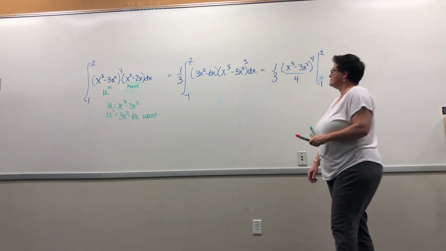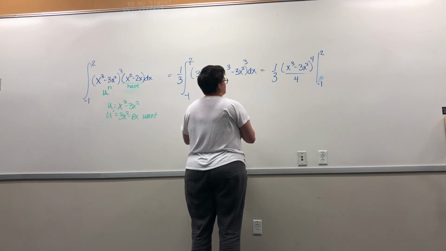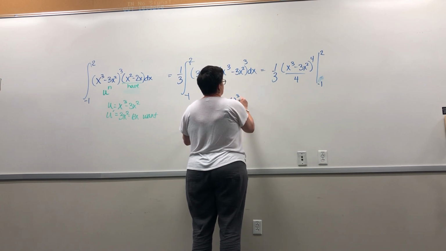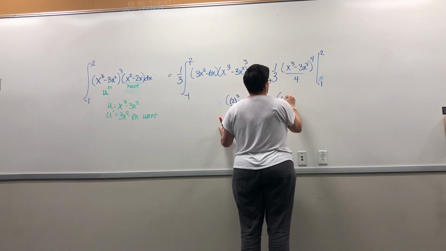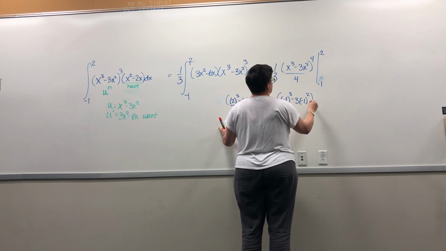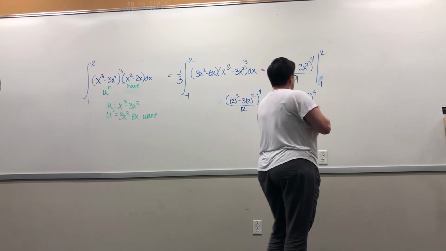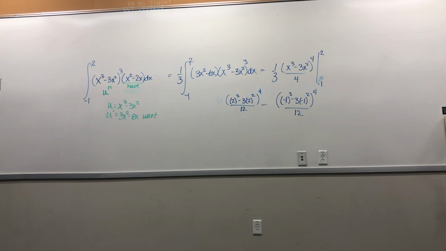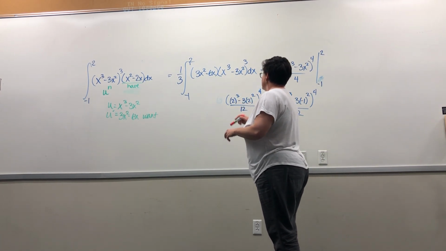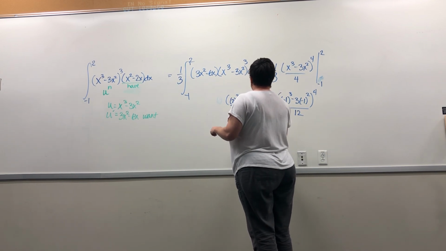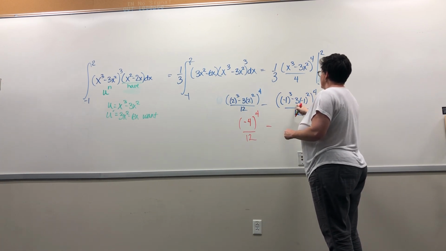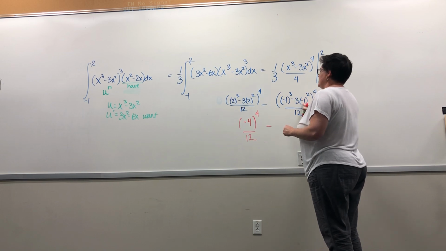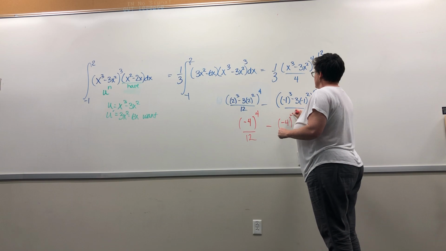So now what? Plug and chug, peeps. What goes in first? The negative, or the 2? The 2. So we'll have 2 cubed minus 3 times 2 squared, all to the 4th power, divided by 12, right? Because 3 times 4 is 12. Minus, -1 cubed minus 3 times -1 squared, all to the 4th power divided by 12. 2 cubed is 8, 2 squared is 4, times 3 is 12, 8 minus 12 is negative 4 to the 4th power over 12. Minus: negative 1 cubed is negative 1, negative 1 squared is positive 1 times 3 is 3. So negative 1 minus 3 is negative 4 to the 4th over 12.